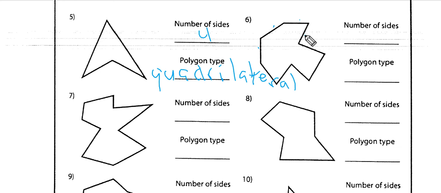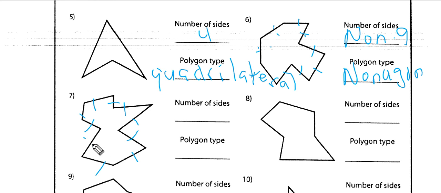This one has 1, 2, 3, 4, 5, 6, 7, 8, 9. So that's a nonagon. It has 9 sides. Wow, look at this one. 1, 2, 3, 4, 5, 6, 7, 8, 9, 10. 10 sides. And that's called a decagon. And 8 has 1, 2, 3, 4, 5, 6, 7 sides, and that's called a heptagon.